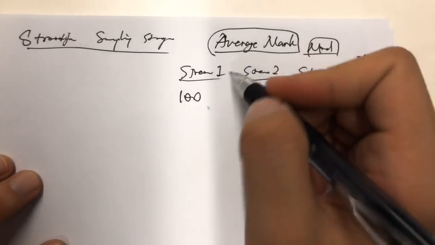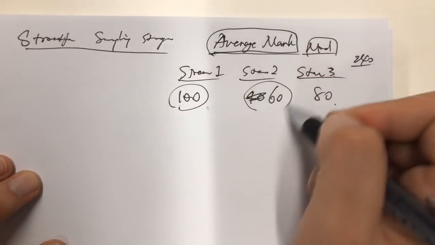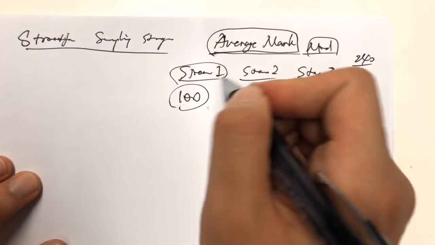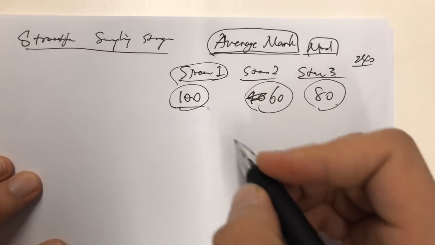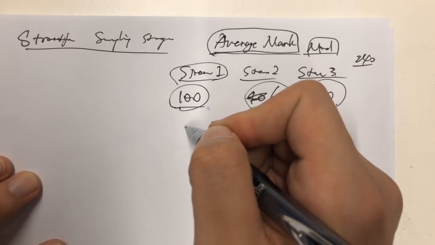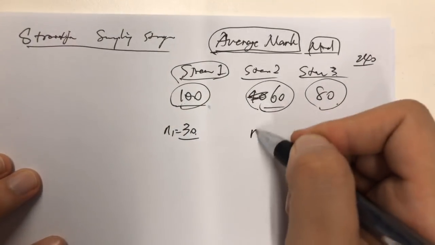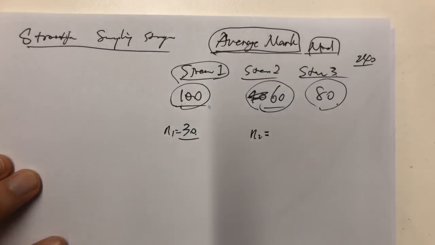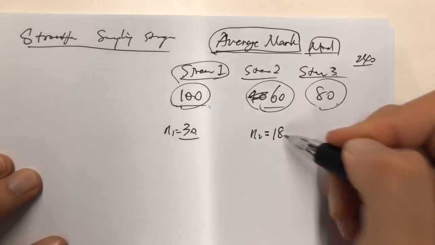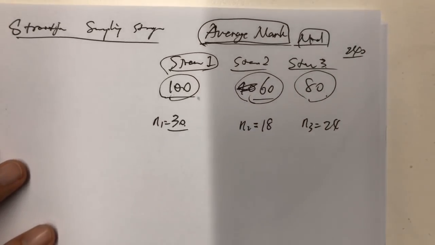So if we want to survey the average mark, one good strategy is to ask a certain proportion of students in each stream and calculate their sample mean. For stream 1, based on their proportion, I collect, for example, 30 students as a sample, so n1 equals 30. Proportionally, n2 should be 18 students, and for stream 3, n3 is 24 students.